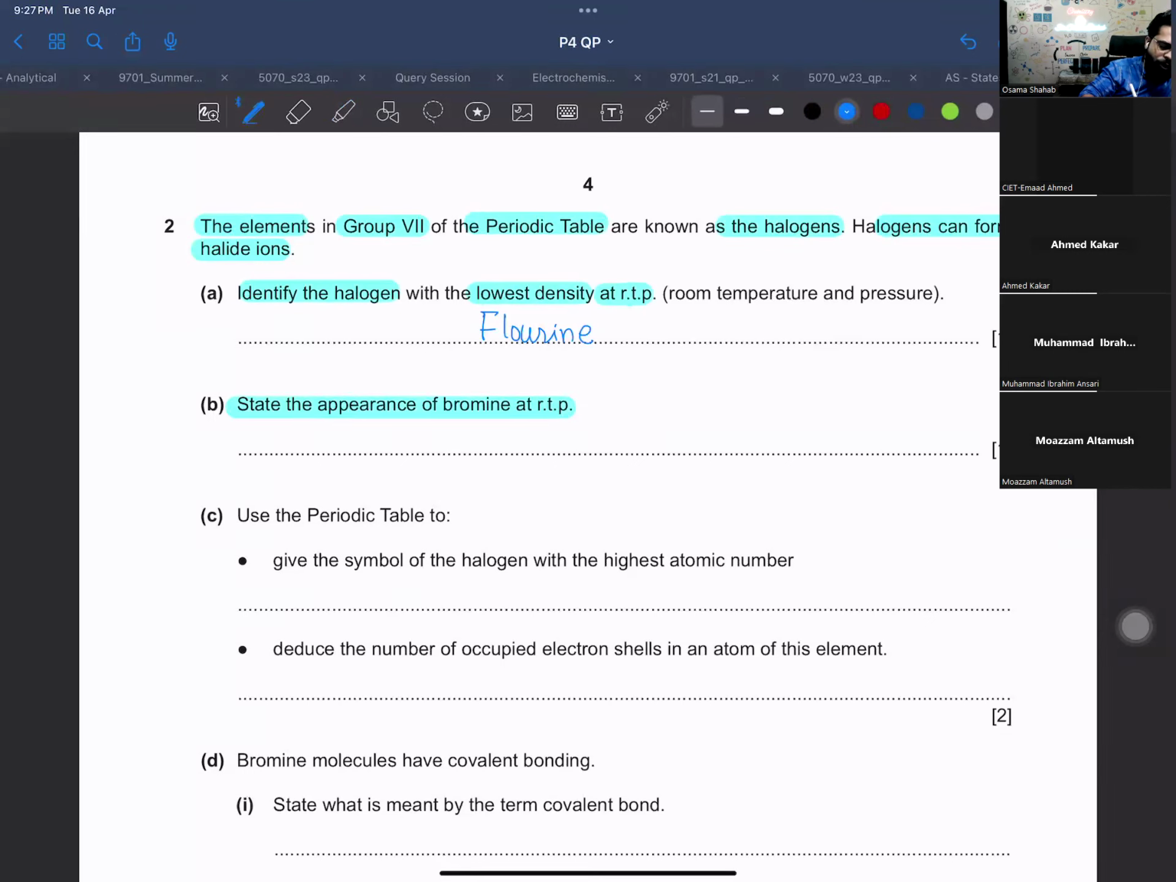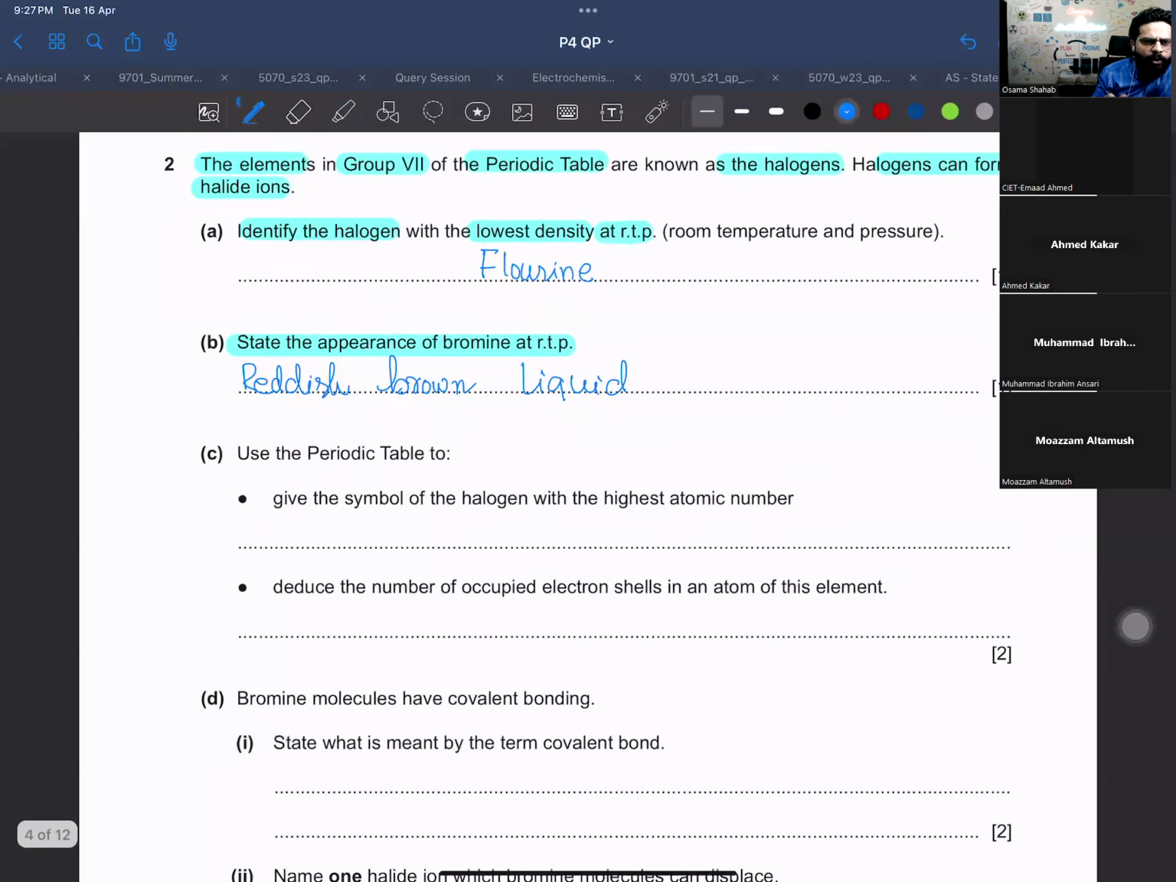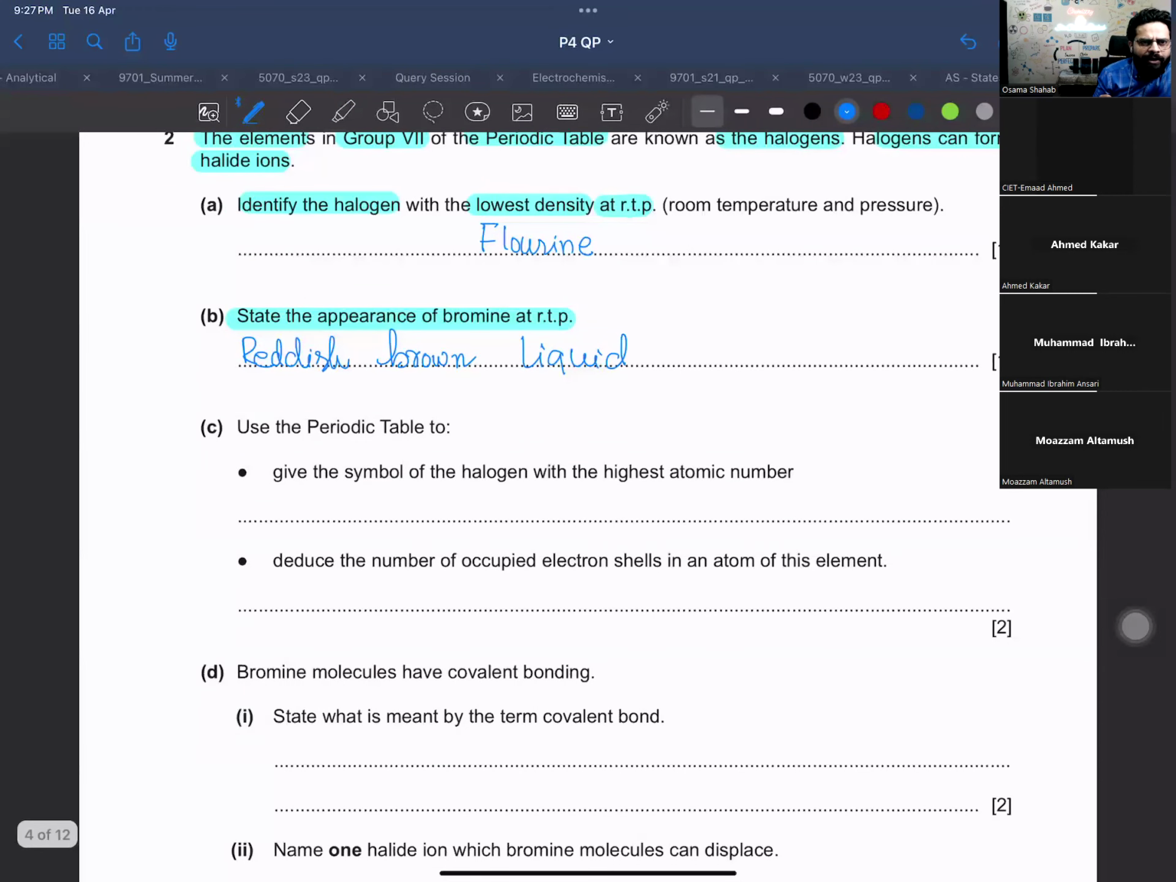We all know this. Bromine is the only liquid non-metal in the periodic table, and the appearance is in the liquid state. It is a reddish brown liquid. Right, everyone? Reddish brown liquid.